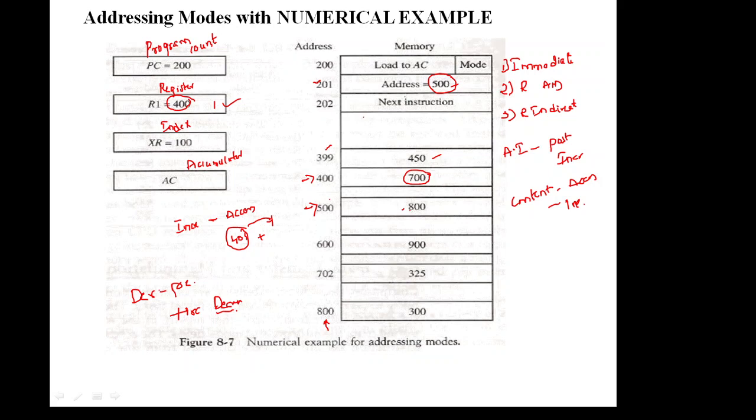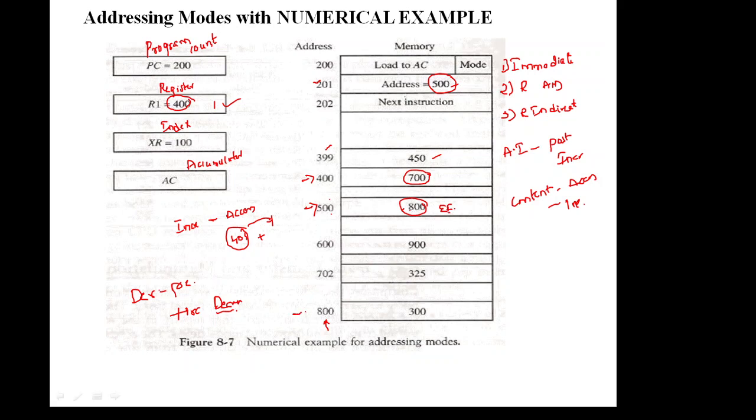The next one is indirect addressing mode. In indirect addressing mode, the instruction contains an address, but that address is not the effective address. So we have to go to memory location 500. In 500 we have 800, and this 800 will be the effective address.